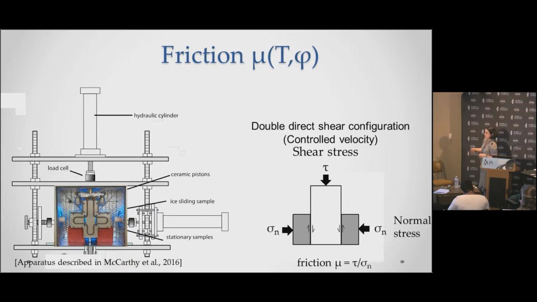So we use this piston to apply a normal stress. And then we tend to work in position control, and we push it through with some known velocity. And what we're measuring is the resistance to sliding. So the shear stress, which is felt over these 2 interfaces with a load cell. And friction, the value I'm going to be showing you, is the shear stress divided by the normal stress.